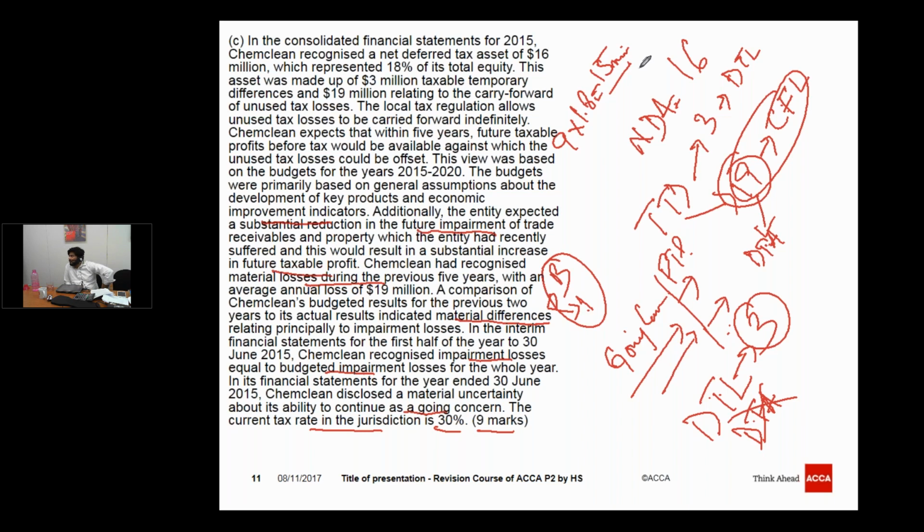But if it is probable that you will receive future benefit from the unused tax losses, then we can recognize a deferred tax asset as well. But for this question, we only have to recognize 3 million as a deferred tax liability.